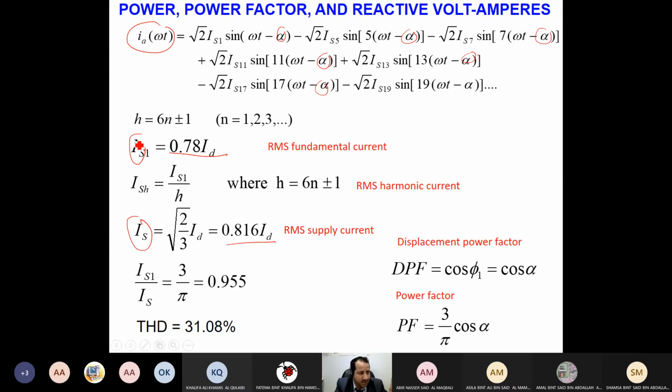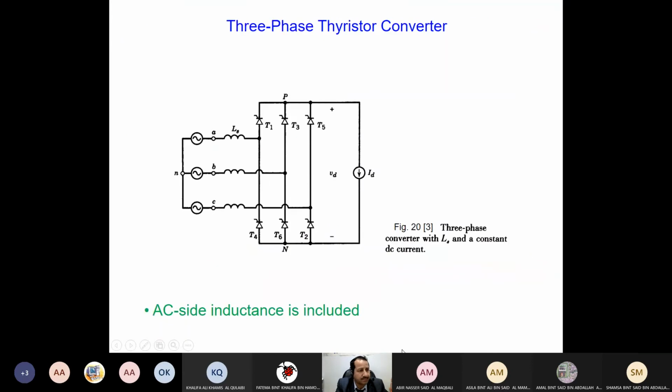If I divide IS1 over IS, I get the percentage multiplied by the displacement power factor, which is cosine alpha. Alpha is the same phase shift between current and voltage. I got the same formula. Okay, we just have cosine alpha here.